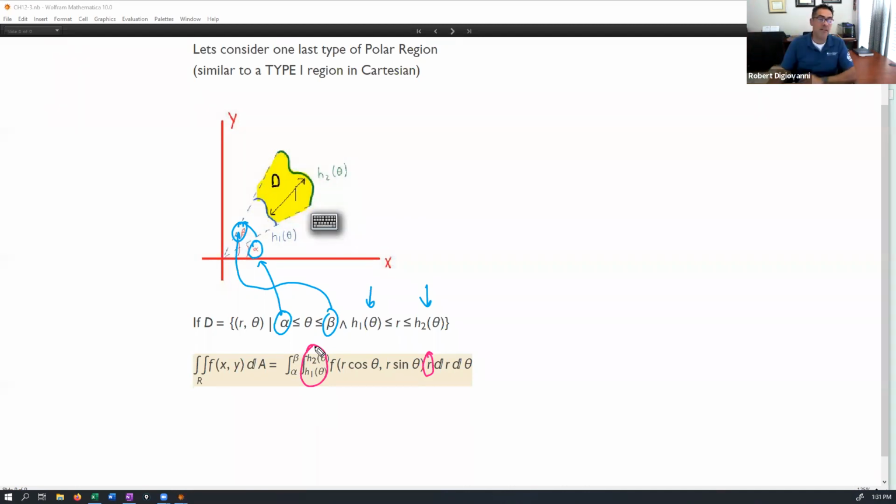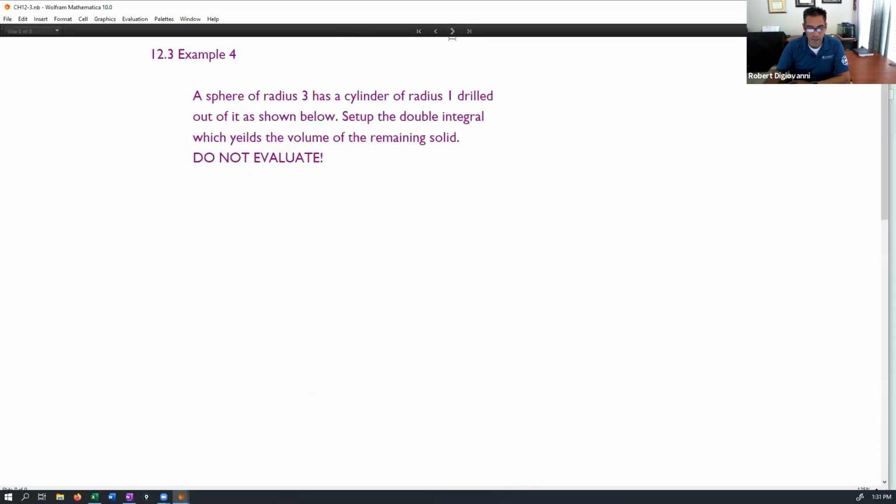All right, let's see this in an example. Are you ready to do an example with this? This is just to kind of get you a feel for what we're trying to do. And we're going to start out with one of my favorite problems. All right, a sphere of radius 3 has a cylinder of radius 1 drilled out of it as shown below. So we're going to take a sphere that has a radius of 3, and we're going to drill out a cylinder out of it, where that cylinder has a radius of 1.